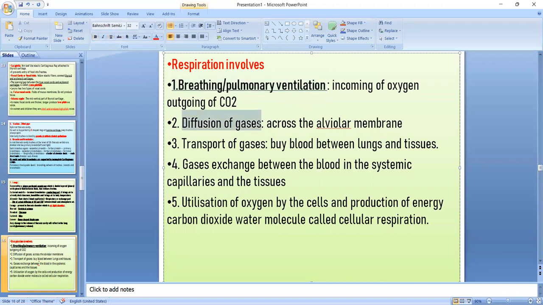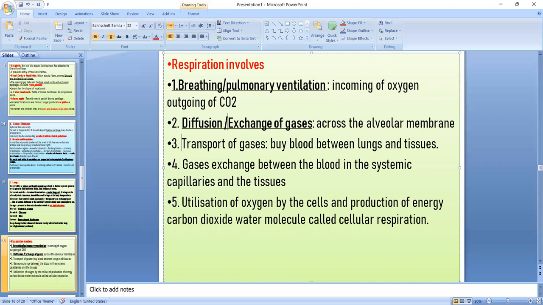So diffusion of gases, or you can also call it exchange of gases across the alveolar membrane. Okay, across the alveolar membrane, oxygen enters into the blood and CO2 enters into the alveoli. So that is exchange of gases. Okay, so next is transport of gases.